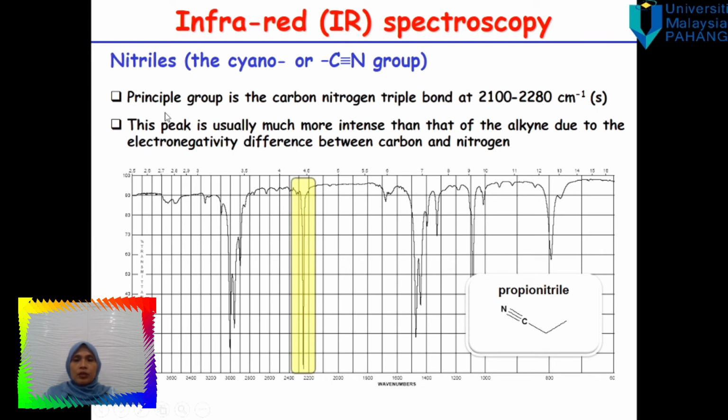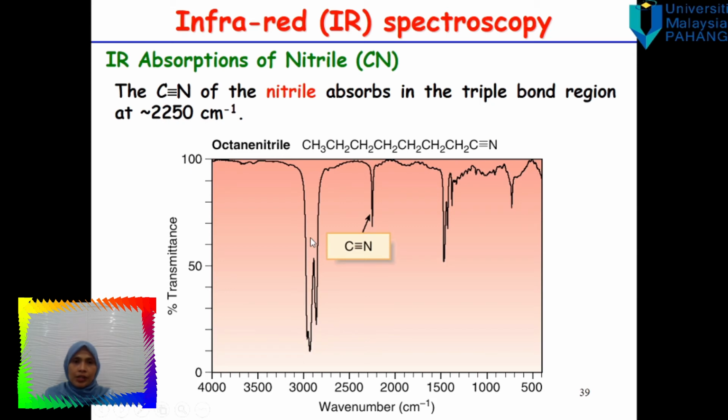Nitrile group presents a principal group, carbon-nitrogen triple bond, at 2100 to 2218. So we can see the typical signal for this C≡N. It is the same region as the C≡C, but it is usually much more intense than that in the alkyne. As I mentioned just now, the region is the same, 2100 to 2218, but in the nitrile it is more intense because of the presence of carbon and nitrogen. So we can see here the triple bond at region 2250.